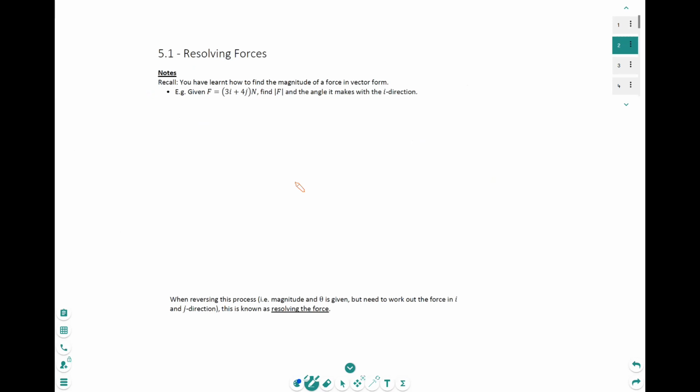So resolving forces. Last year in Year 12, you would have learned how to find the magnitude of a force in vector form. For example, if you're given F equals 3i plus 4j Newton, you want to find the magnitude of F. If you don't know this, the modulus sign means the magnitude of F. The magnitude of F is the i component squared, so 3 squared, plus the j component squared, square root. Do Pythagoras, make him proud. So 3, 4, and 5. The magnitude of F is 5 Newton.